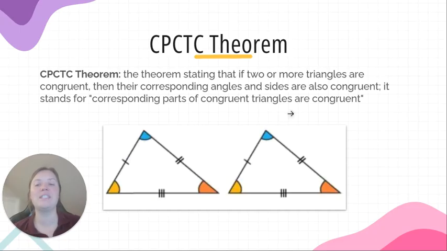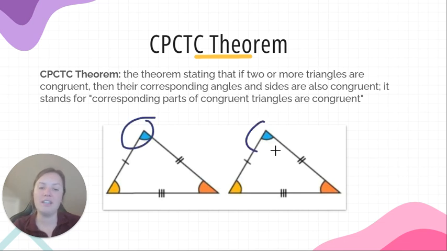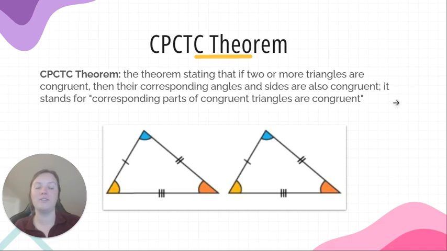And then we have the CPCTC theorem, stating that corresponding parts of congruent triangles are congruent. So in my example here, we have our corresponding parts. And because my triangles are congruent, those parts too are automatically congruent.